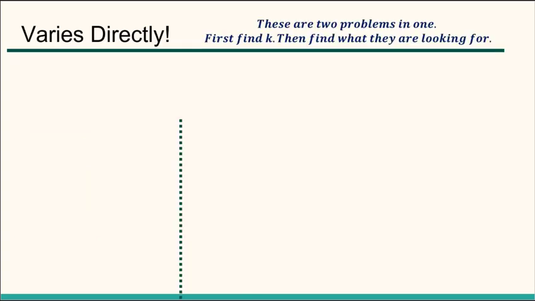Now, we're going to look at these varies directly and varies inversely type problems. Now, these are always two problems in one, always. First find k, then find what they're looking for, always. When you see varies directly, it means multiply. So that's what we're going to do. Let's look at one and see what we have to do for these.